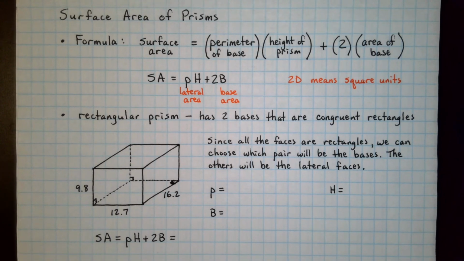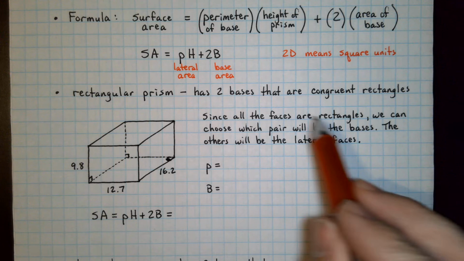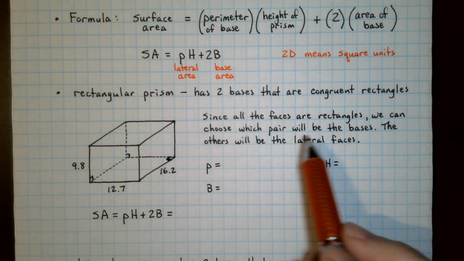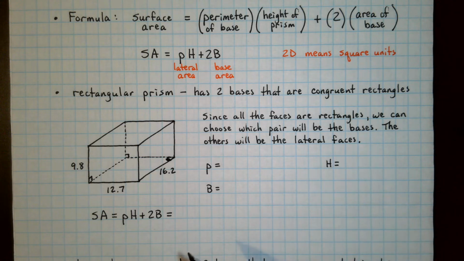We're going to deal with our first example here, a rectangular prism. It has two bases that are congruent rectangles. Now this is an important statement here. Since all the faces are rectangles, we can choose which pair will be the bases. We have that option. It can be the front and back. It can be the right and left. It can be the top and the bottom. I'm going to choose the front and the back to be my base.